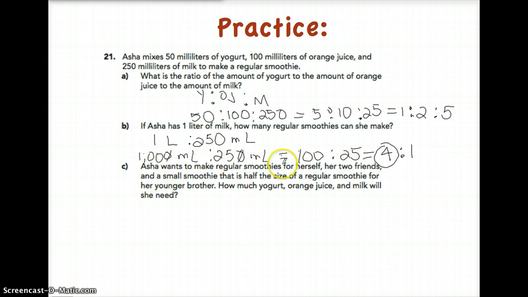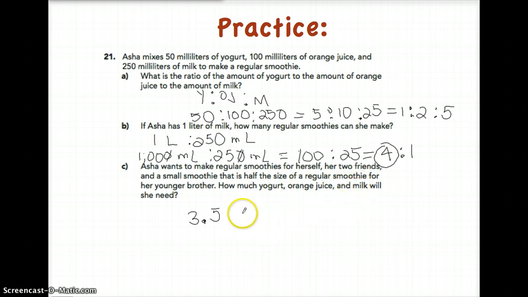Asha wants to make regular smoothies for herself, her 2 friends, and a small smoothie that is half the size of a regular smoothie for her younger brother. How much yogurt, orange juice, and milk will she need? So she is making 1, 2, 3 and a half smoothies. So she's making 3 and 5/10, 3.5 smoothies. So let's see. She will need, if we're talking about yogurt, orange juice, and milk, we're going to add all those ingredients together.